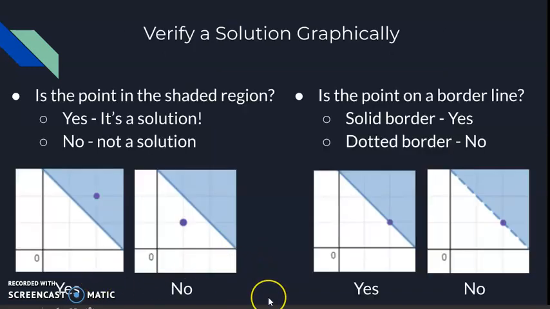In summary, as we're looking to verify a solution graphically, I need to ask two questions. Is it clearly in or out of the shaded region? Yes, it's a solution if it's in. No, it's not a solution if it's out. Or if it's on a borderline, if it's a solid border, then yes, it is a solution. And if it's a dotted border, no, it's not.